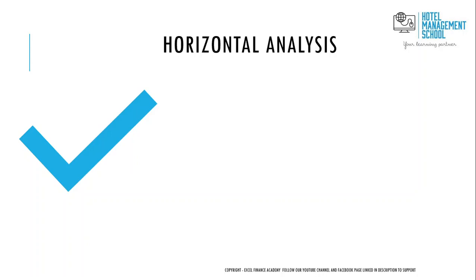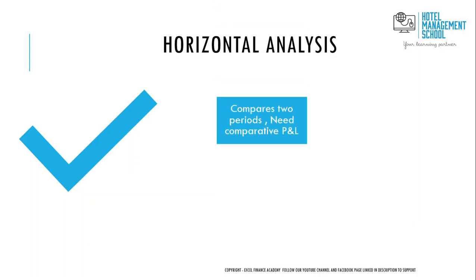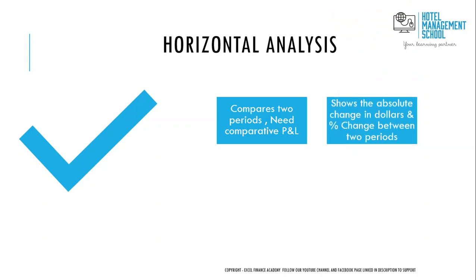So the horizontal analysis means we compare two periods. So we need a comparative P&L. It can be two periods, it can be compared to the budget, to the forecast, or to any other benchmark that you want to use, and it shows the absolute change in dollars or in whatever currency you may be using, and a percentage change between the two periods or two benchmarks. So it will tell you two different things: the absolute change and the change as a percentage.